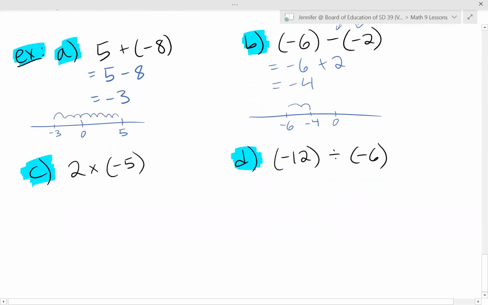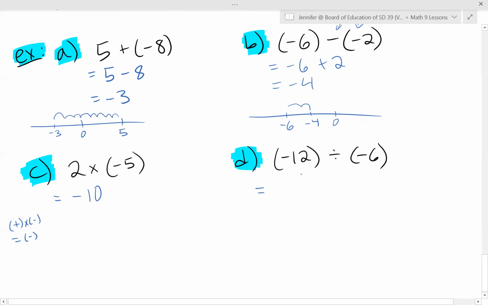Almost done. Now we've got some multiplying. 2 times -5. Well, this is a positive 2 times a -5. A positive times a negative gives us a negative, because the negative is always going to override the positive. So overall, we've got a negative answer, and then we just multiply the integers. 2 times 5 is 10. So the answer is -10.